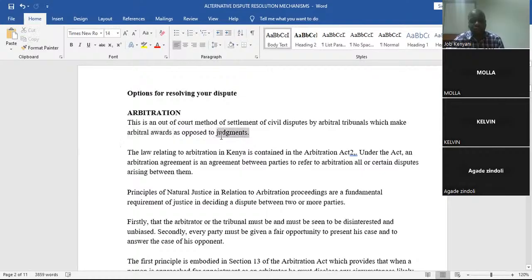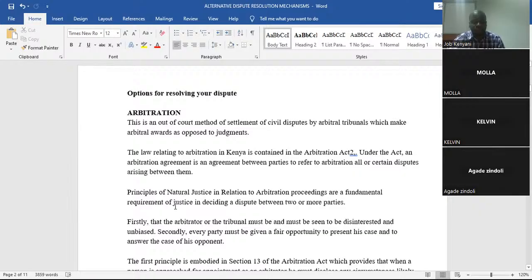So this is an out-of-court method of settlement of civil disputes by arbitral tribunals, which make what is known as an arbitral award, as opposed to judgments. Judgments, or court rulings, are the ones that happen in a court of law. For arbitration, they give what we call an arbitral award. The law relating to arbitration in Kenya is contained in the Arbitration Act.